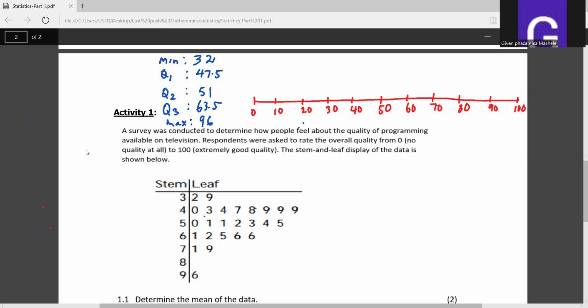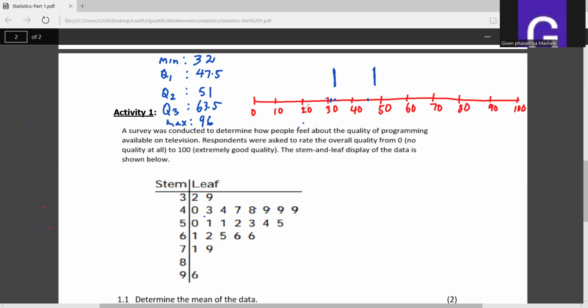So what is the minimum? The minimum is 32. So if you have 30, then 31, 32, usually you can use a ruler, right? Let's just say 32 is somewhere here. Okay, then how about quartile 1? Quartile 1 is 47.5. So let's say somewhere here, around 45, 46, 47, 48. Let's just say it's somewhere here. It's just an example.